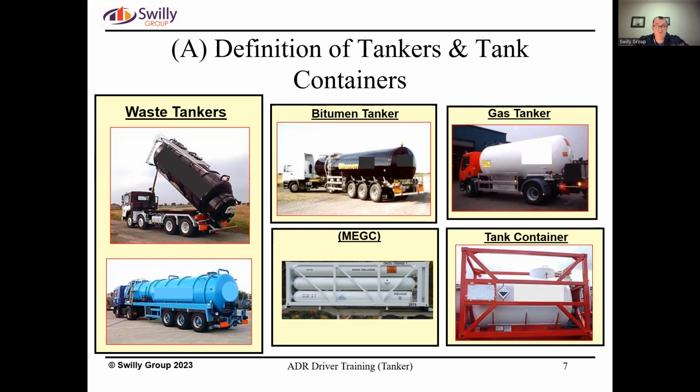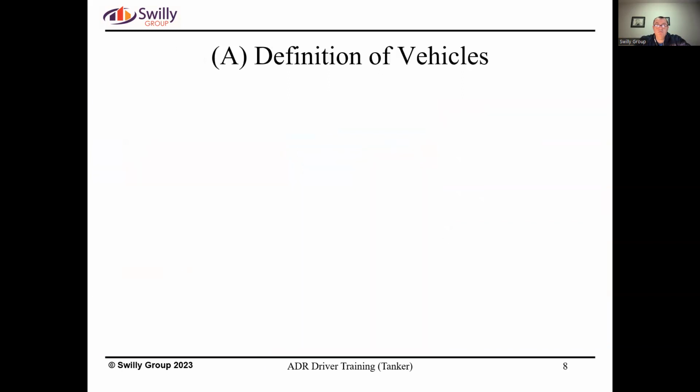Bitumen tanks, up to 170 to 190 degrees Celsius. The waste tanks usually have an opening at the back, a hatch at the back to help with unloading. There could be tipping and so on. So you have different applications. You have your home heating oil, your fuel tanks, your petrol tanks, and so on. You have all your different types.